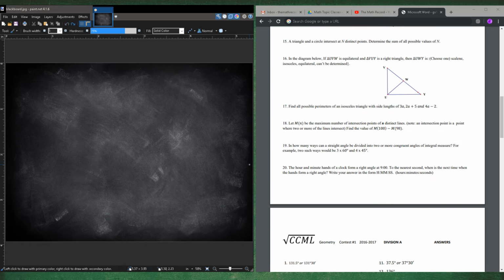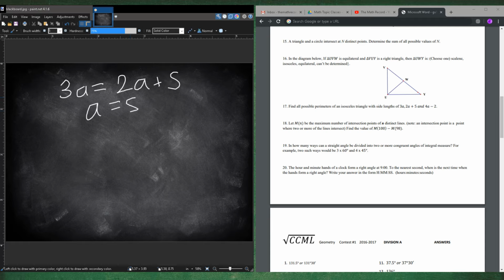So with side lengths that... basically what it's saying is, since it's an isosceles triangle, two of the side lengths have to be the same. Let's say 3a is equal to 2a plus 5. That means a has to equal 5. So does that work for all?